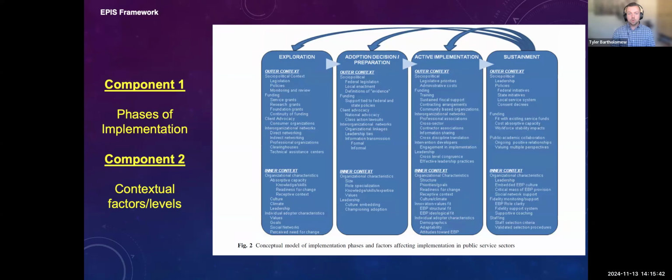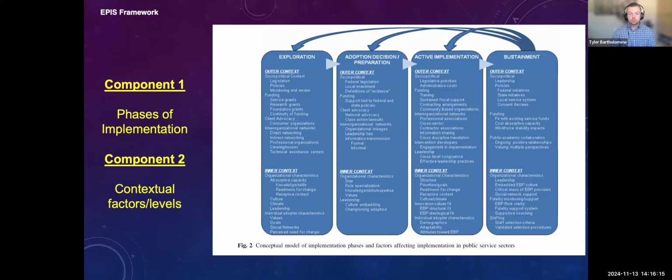I know it's very, very small to look into that, but really it boils down to what it was originally designed as: exploration phase, adoption slash preparation phase, active implementation phase, and then sustainment phase. There are two main components of EPIS that need to be taken into consideration. Component one is the phases of implementation. As I said, the E, the P, the I, the S, those are the four phases through which we think. And component two is the contextual factors or levels.